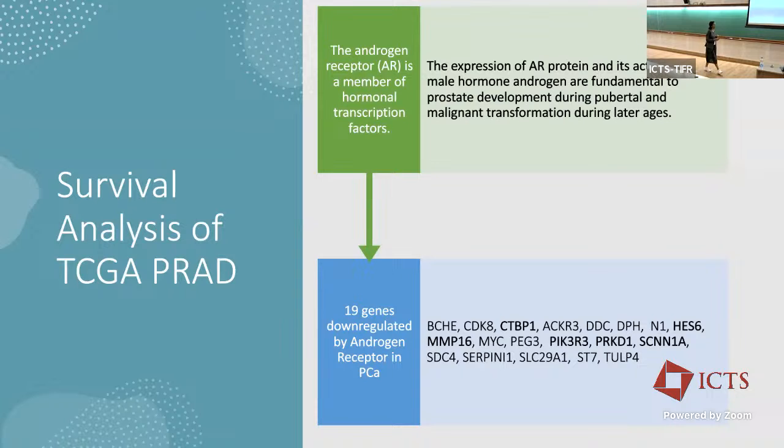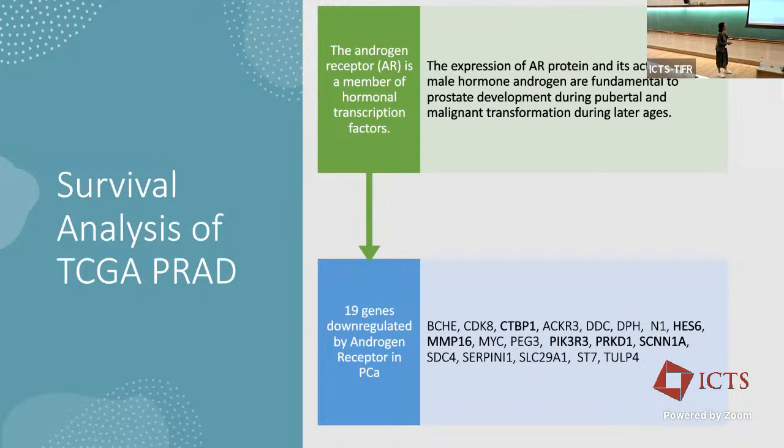But I have actually stratified the cohort into two. There's something called the androgen receptor, whose pathway is very important for prostate cancer progression. The androgen receptor is a member of the hormonal transcription factors. The expression of the androgen receptor protein and its activation by male hormone and androgen are fundamental to prostate development during pubertal and malignant transformation during later ages. There are 19 genes known to be downregulated by androgen receptor in PCA, and due to that, this could be causing an onset or progression of the disease.